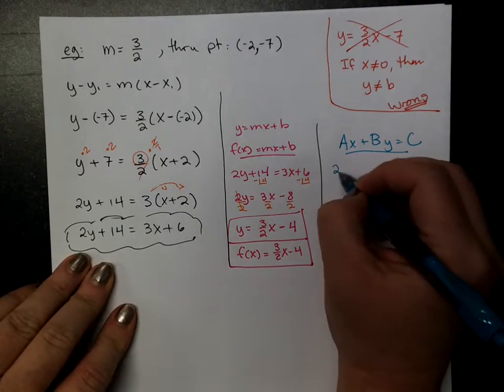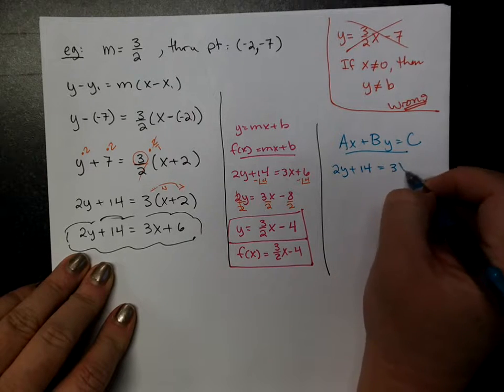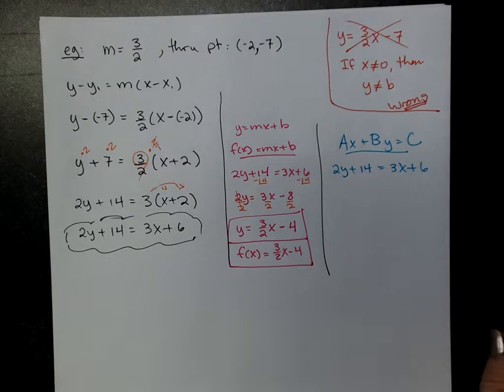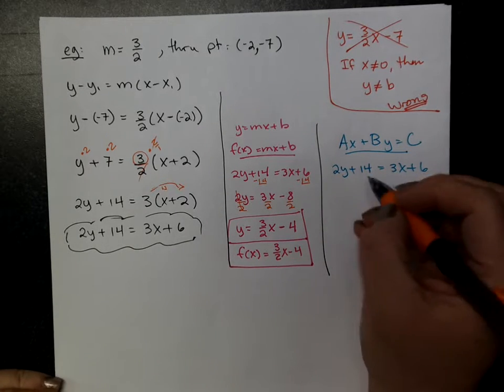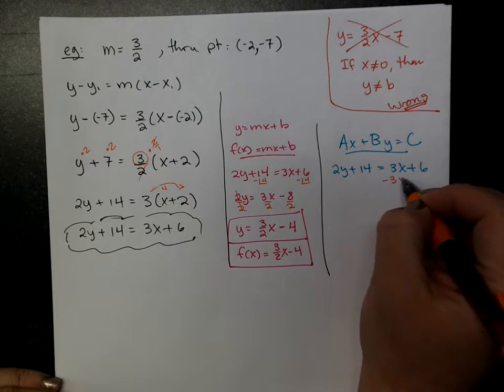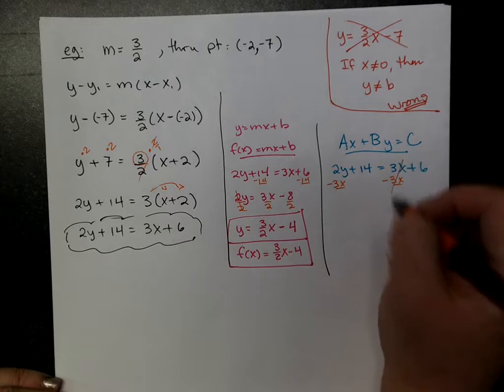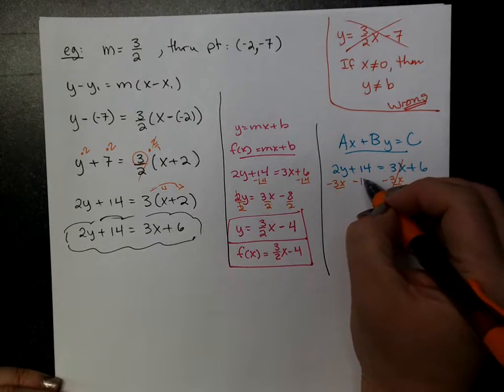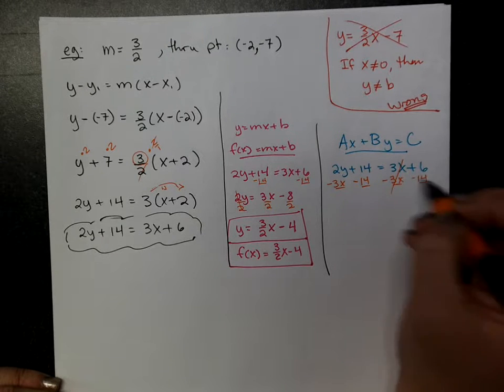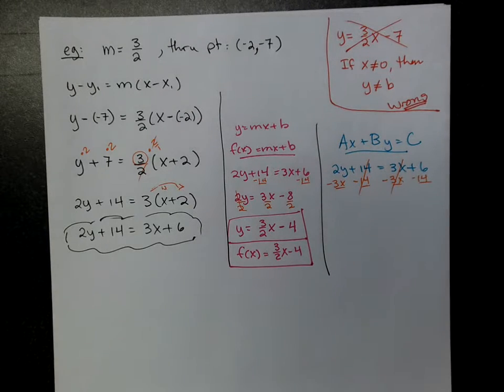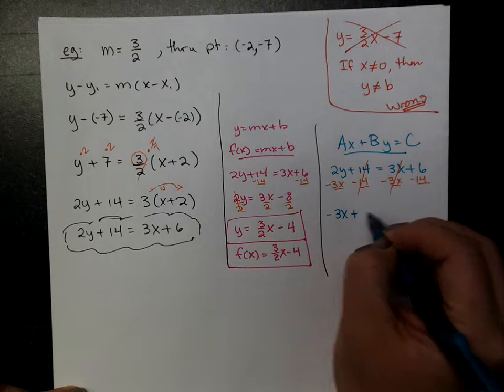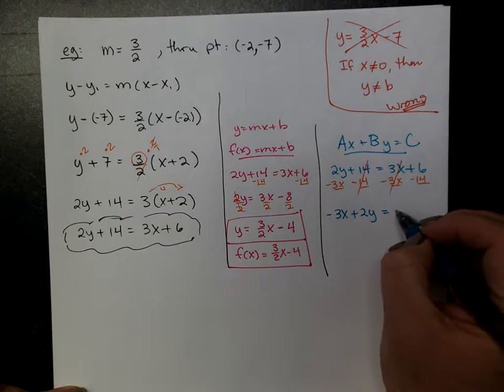Okay, so if this was 2y plus 14 equals 3x plus 6. To change to standard form, I tend to do this in one step. I want to push my variables to the left and my constants to the right. So I'm going to do minus 3x on both sides to cancel it out on the right. And I'm also going to do minus 14 on both sides to move my constant over to the right, to cancel it out on the left and move it to the right. I just did my addition property twice in one step. Okay. So I end up with negative 3x plus 2y is equal to negative 8.